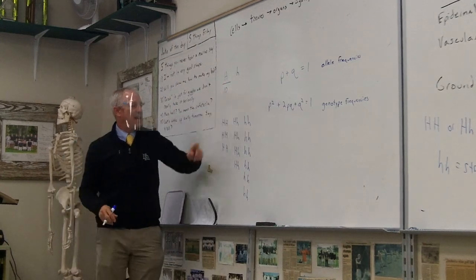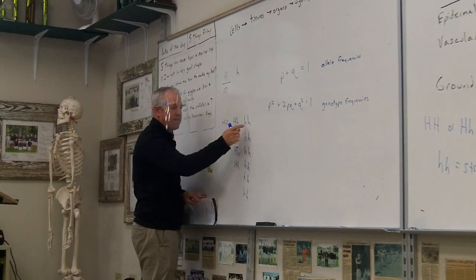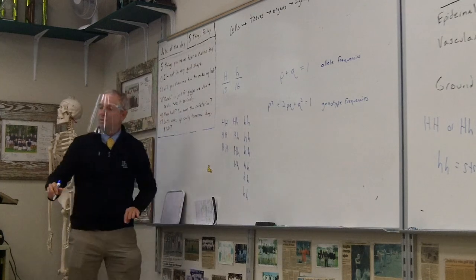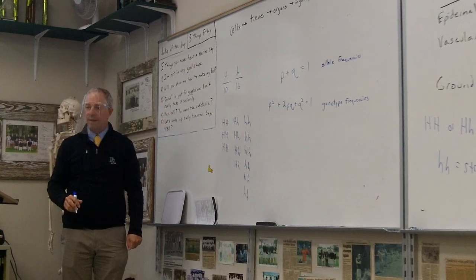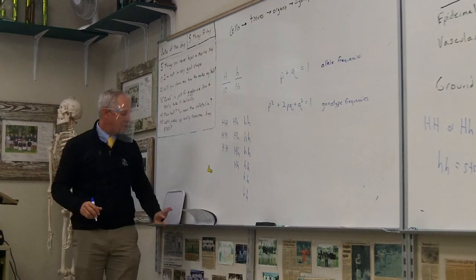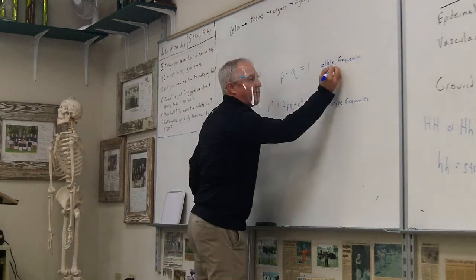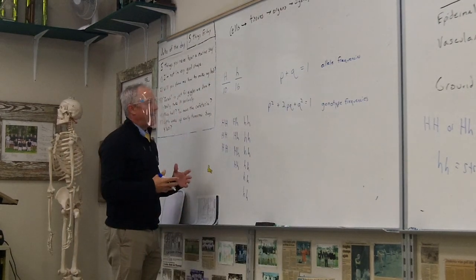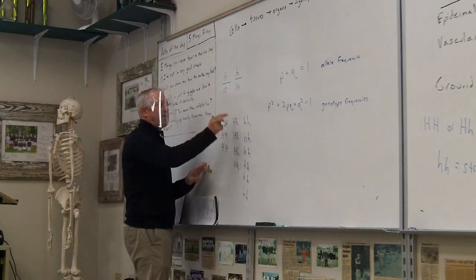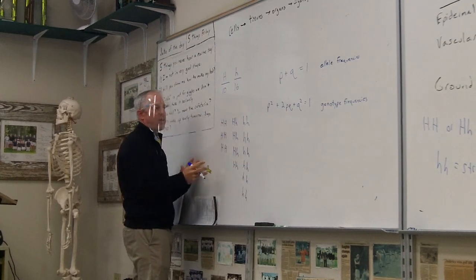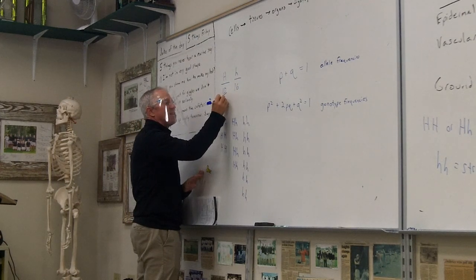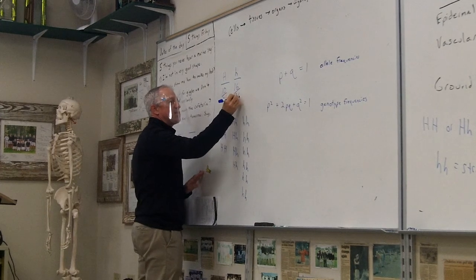How many little h alleles are there? 1, 2, 3, up to 16. There's 16 little h alleles. David, are you with me up here? 10 big H and 16 little h. So how can we find the frequency? The frequency is the percentage of the gene pool that it makes up. If there's 10 of this and 16 of this, how many total genes are there? 26. So 10 out of 26 are big H and 16 out of 26 are little h.